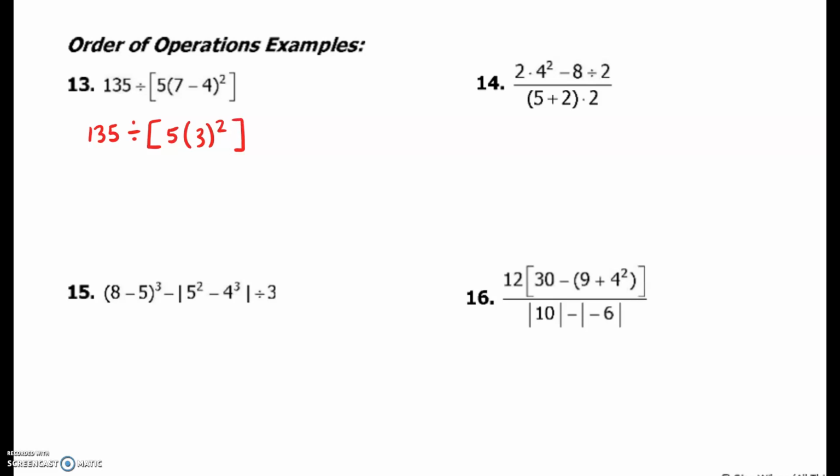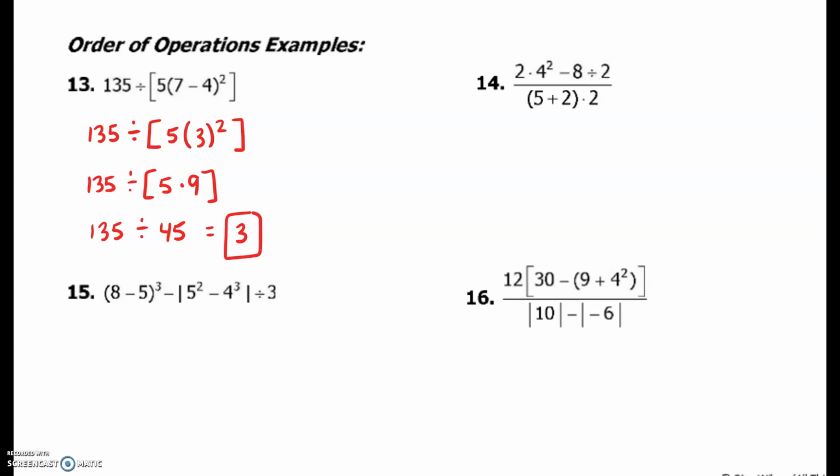Now we want to follow that order of operations inside the parentheses as well, so I will take 135 divided by 5, and then I will simplify the exponent. So 3 squared, 3 to the second power, is 9. From here, I'm going to multiply within the brackets. 5 times 9 is equal to 45. And if I complete the division here, if you need a calculator, that's fine. You can use that. And you would get 3 as your final answer.